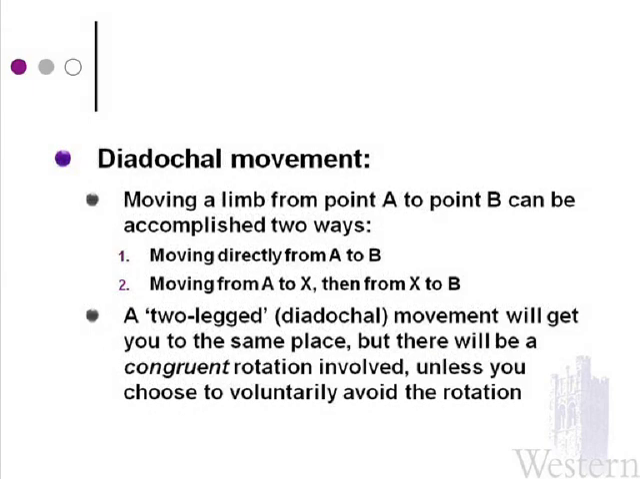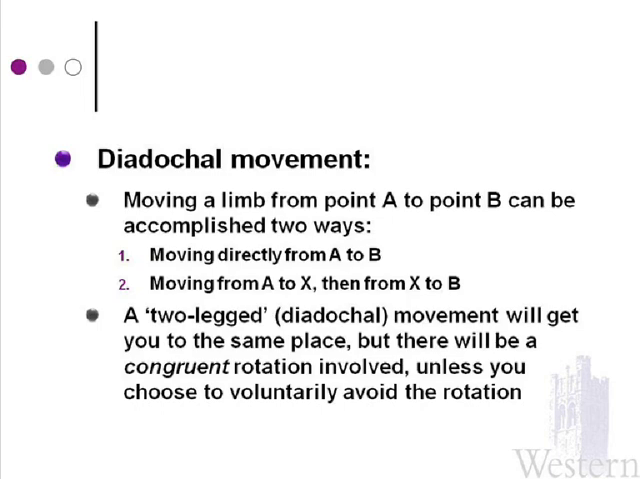A dyadical movement is simply a two-legged approach to moving a limb through range. The term dia, referring to two, and dokai, from the Greek word for successor, dyadical literally translates to two successive displacements. Since we are dealing with curved surfaces, those being joints, a dyadical movement will involve a congruent rotation in order to bring the limb to the same final position as the single-legged movement would have.